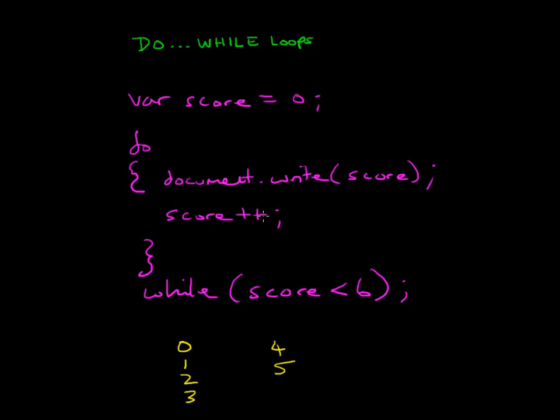Then we'll increment and we'll get 6. Is 6 less than 6? No, it's not. This is false, and so we come out. So we've got 0, 1, 2, 3, 4, 5 on the screen.